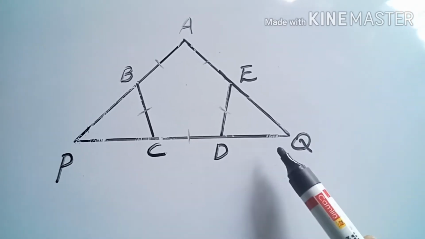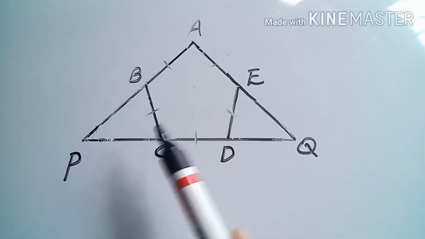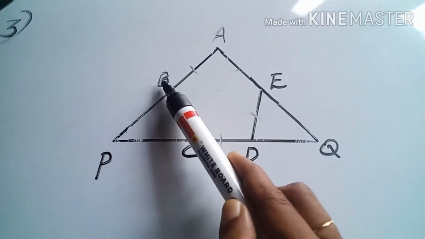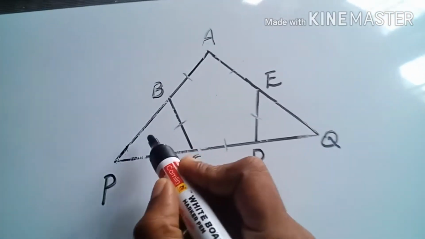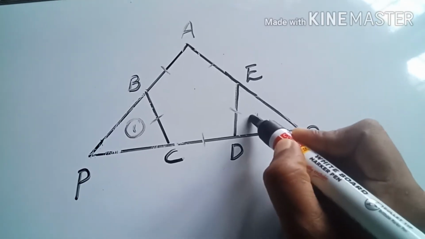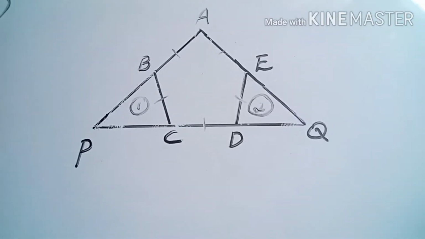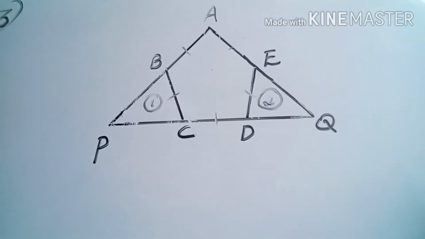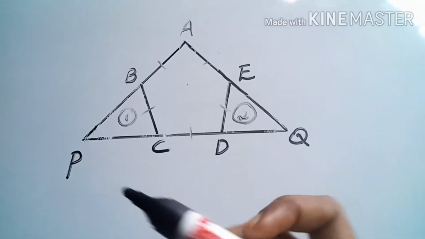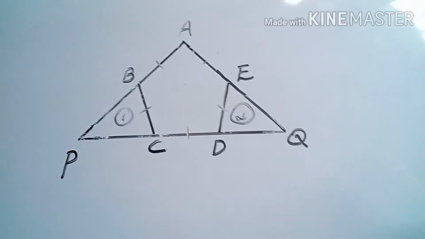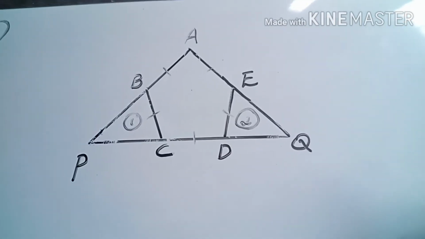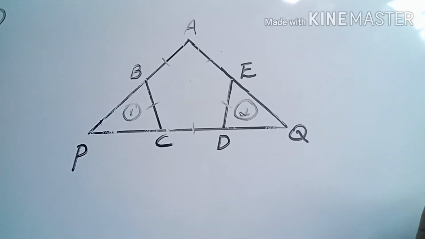After extending, we will get two triangles here, that is PBC and EDQ. These two are the triangles here. This is the first triangle, this is the second triangle. Our first sub question is, are the sides of triangle BPC and EQD equal or not? What is the reason? That also you have to write.